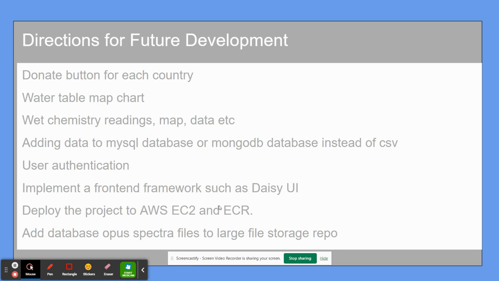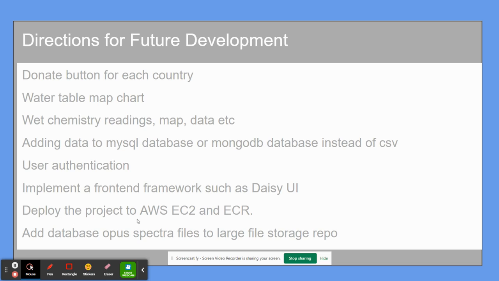Implement a front end framework such as Daisy UI. We can use a CSS framework to make a beautiful-looking web app. And we should also include mobile and cell phone responsive and mobile-ready design.